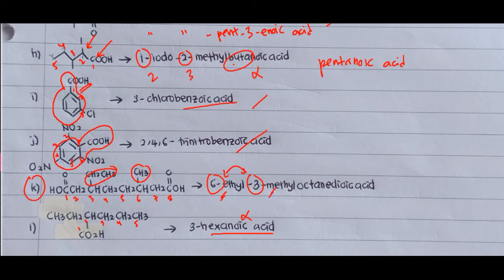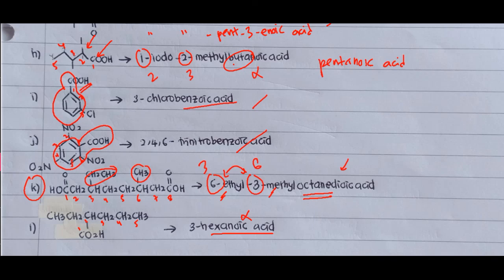So instead of having 3-methyl, we're going to prioritize the ethyl group, so it becomes 3-ethyl-6-methyloctanedioic acid. Take note that we are using the full name of the alkane if the compound has more than 1 COOH.